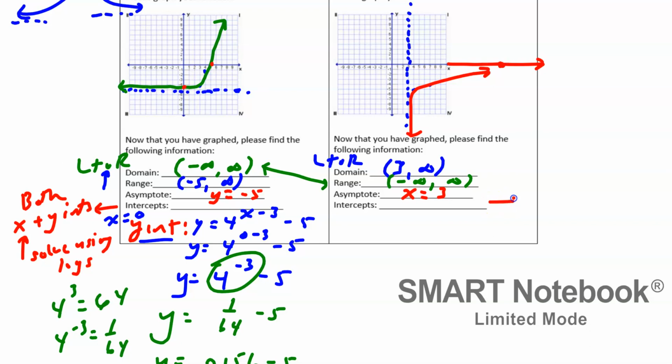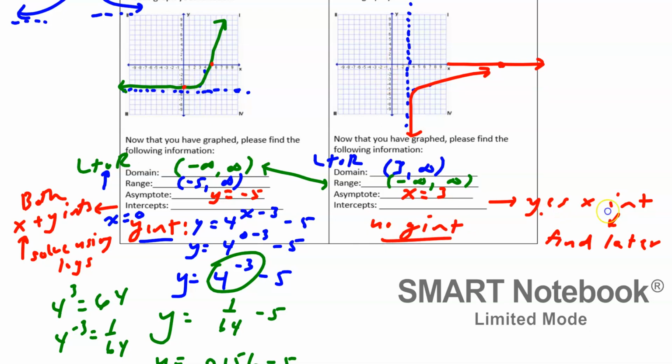So I'm going to write a note that yes, we have an x-intercept, but we will find it at a later point in this unit. There is no y-intercept though, because it does not cross the y-axis. So no y-intercept, yes, an x. So it might be good just right now to identify that there's an x-intercept, but not necessarily find its coordinates yet.